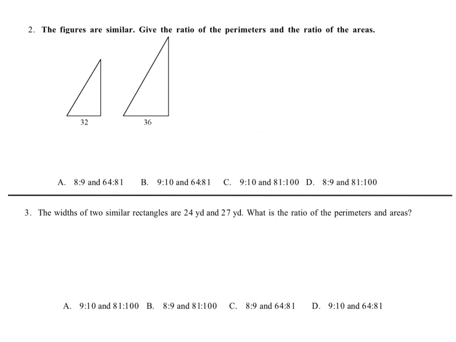Okay, the figures are similar. We're going to give the ratio of the perimeters, and we're going to give a ratio of the areas. Now, the ratio of any particular length is going to be the ratio of all lengths. What do I mean by that?